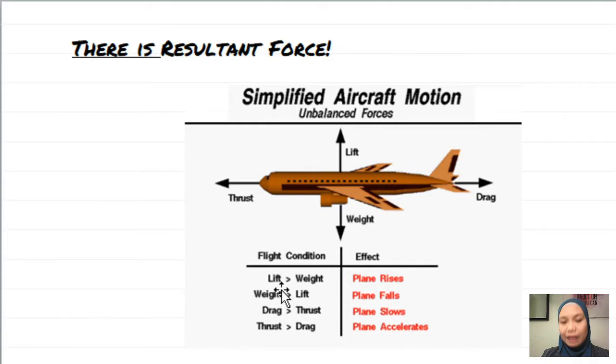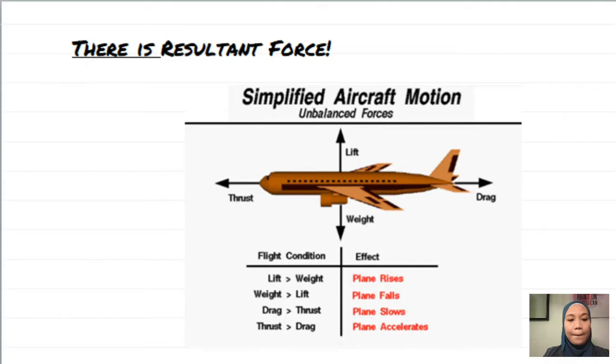If weight is higher than the lift, the plane will probably be descending. And what happens when drag is higher than thrust? The plane slows down. If thrust is higher than the drag, the plane accelerates. So that is the explanation of the unbalanced forces acting on an aeroplane.